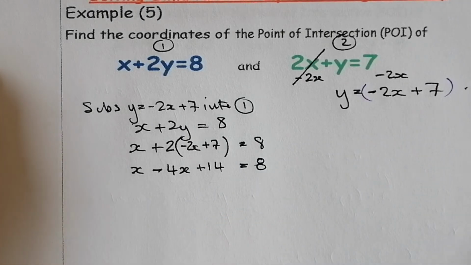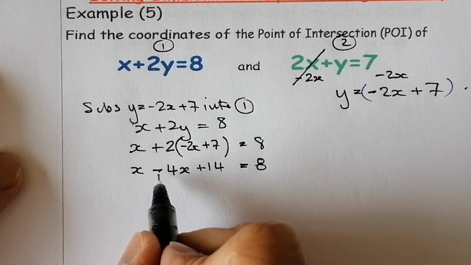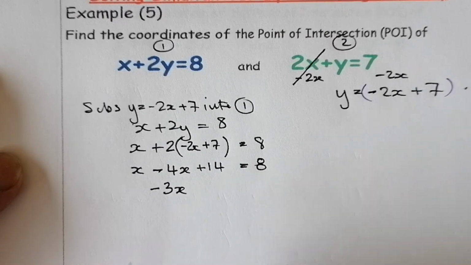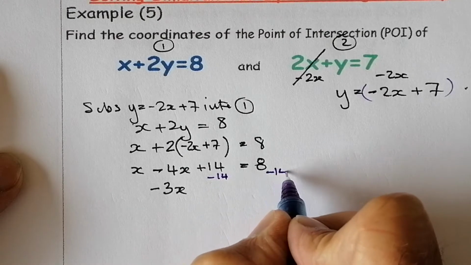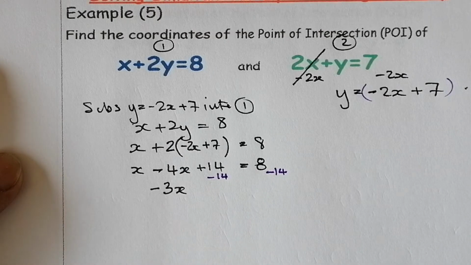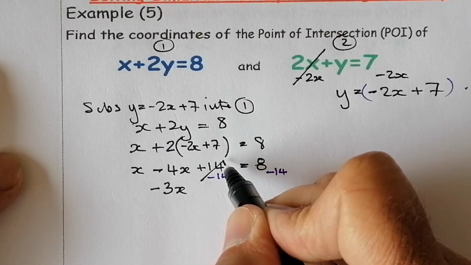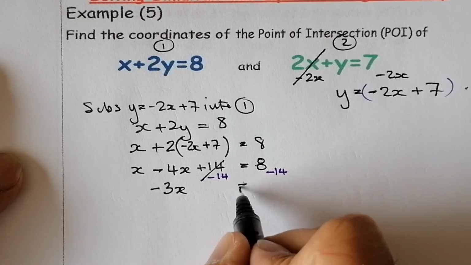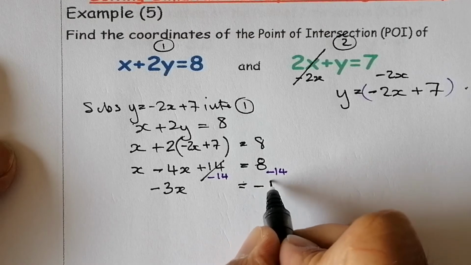So just part of our solving equations, I'll gather up what I can on this side. So x, take away 4x, that'll give me minus 3x. Okay, and what I'm going to do is on this side, I'm going to take 14 away, and I'll take 14 away from the right hand side to balance up that equation. Remember, the reason why I'm doing that is to eliminate the 14 from that side and basically transfer it to the other. Okay, so 8 take away 14 will give me a minus 6.